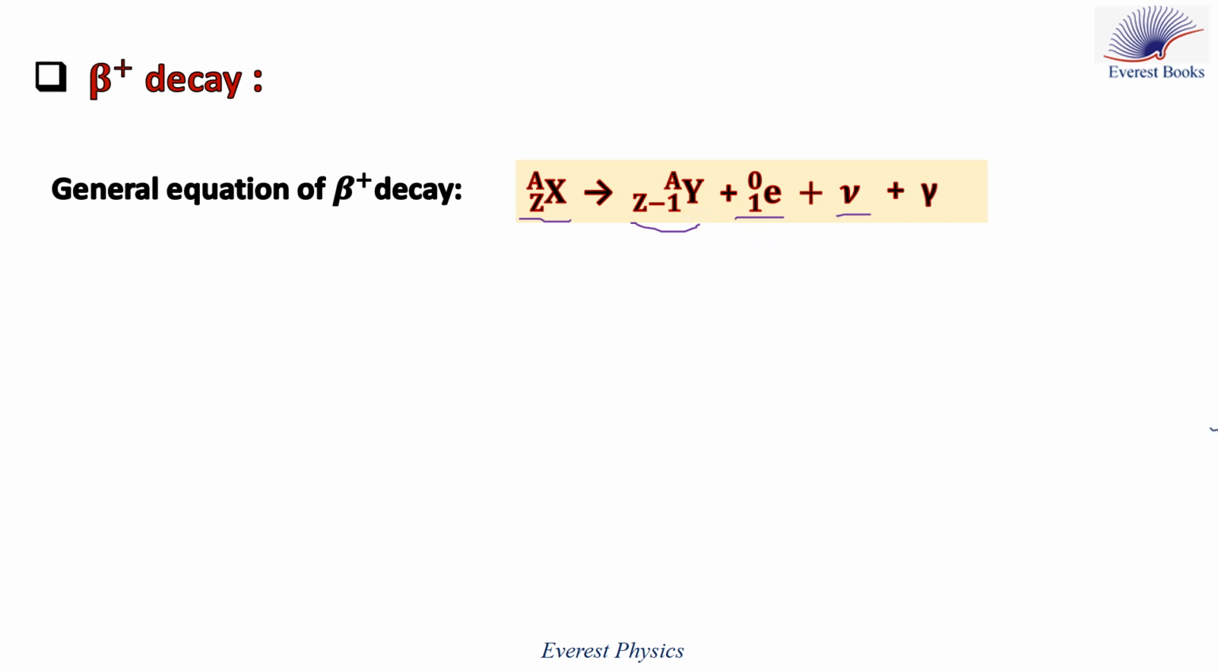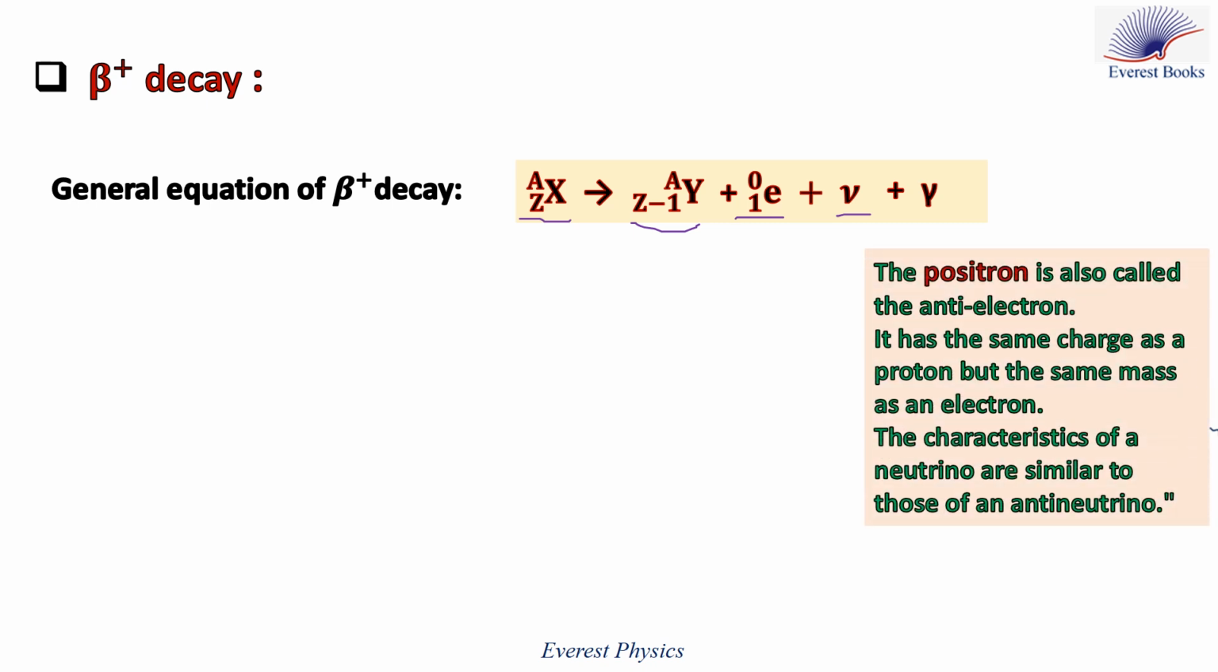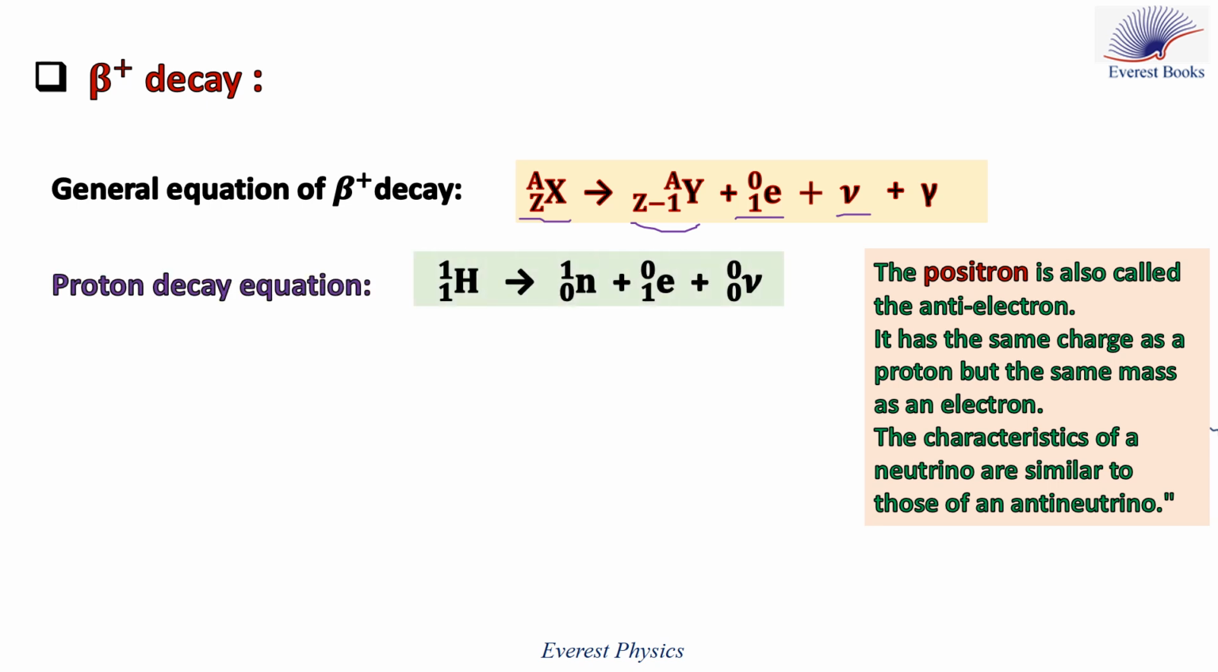Now, the positron is also called the anti-electron. As we have seen in a previous slide, it has the same charge as a proton, but the same mass as an electron. Thus, characteristics of a neutrino are similar to those of an antineutrino. The emitted positron is formed inside the nucleus according to the proton decay equation. So inside the nucleus, a proton decays into a neutron, a positron, and a neutrino.